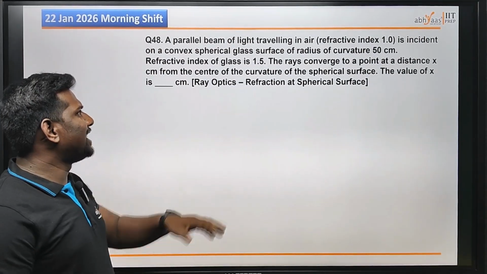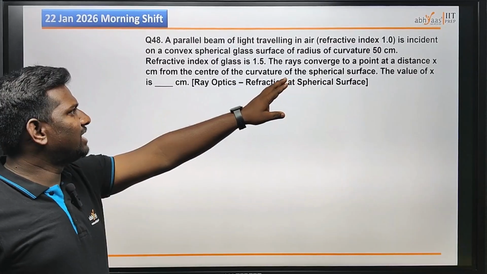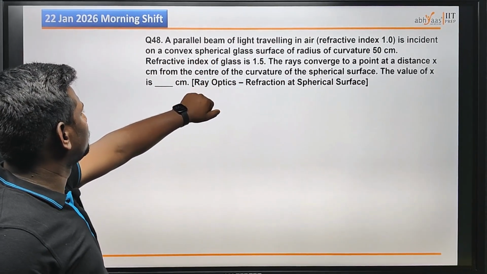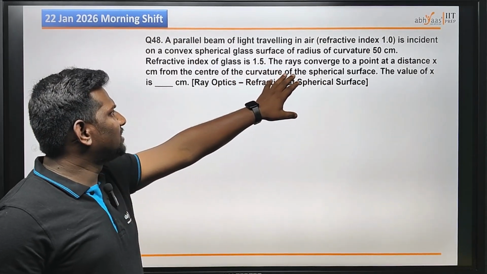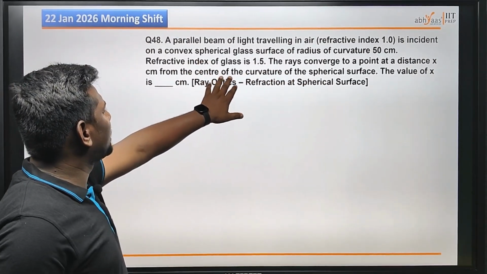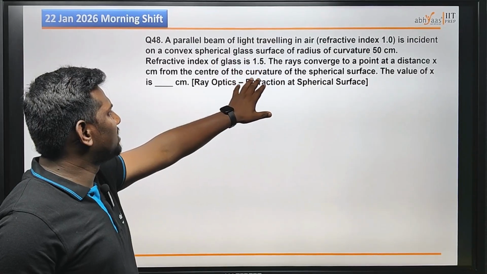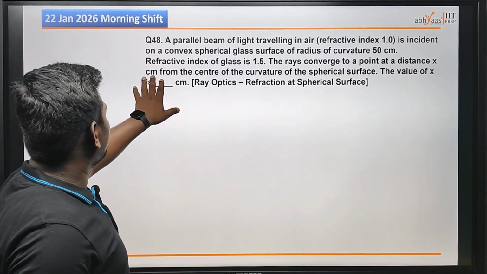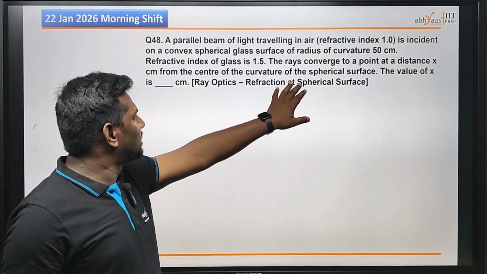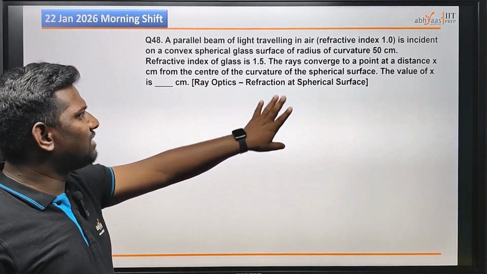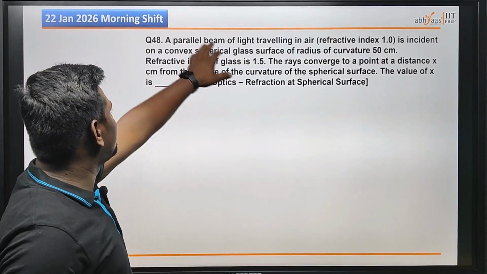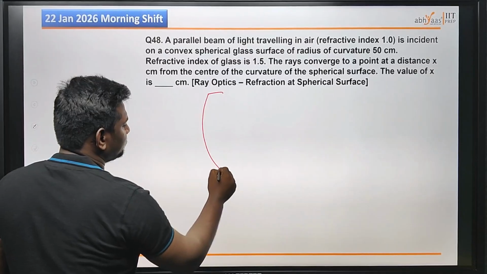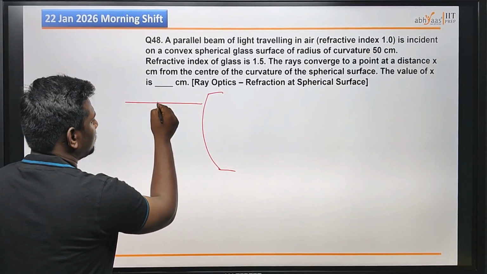A parallel beam of light traveling in air of refractive index 1 is incident on a convex spherical glass surface of radius 50 centimeters. The refractive index of the glass is 1.5. The rays converge at a point at a distance x centimeter from the center of curvature of the spherical surface. What is the value of x? What are they asking? Parallel rays, very simple. So parallel rays, this is our glass, we are getting parallel rays.